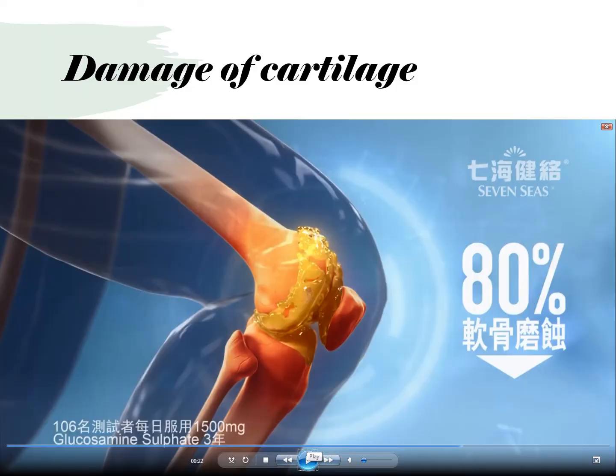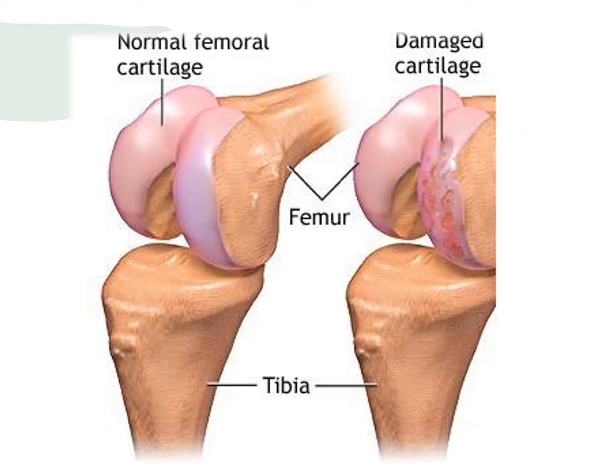I think most of you have heard the advertisement called 七海健樂, right? It helps to avoid the damage of cartilage. The picture below shows you a normal healthy cartilage on the left-hand side, while on the right-hand side it is a damaged cartilage. Some of the bones behind the cartilage are exposed. So this exposed part will cause pain in the joint.